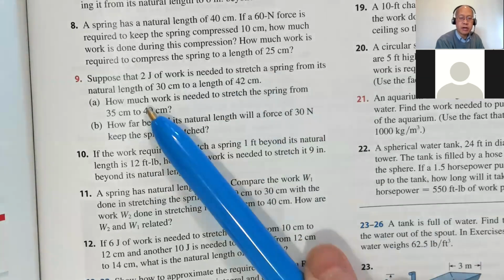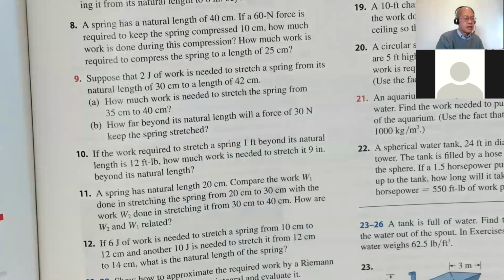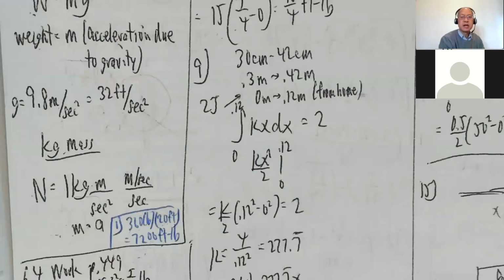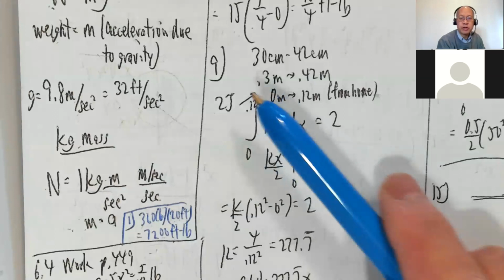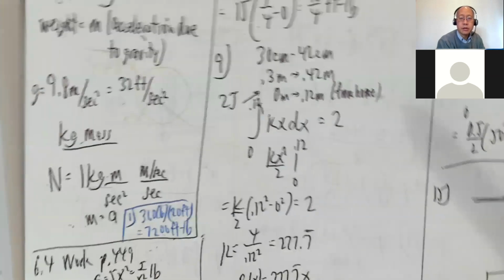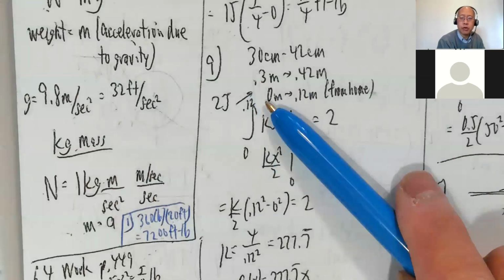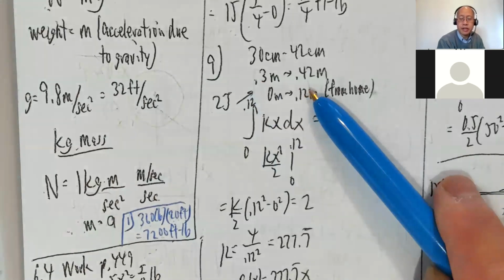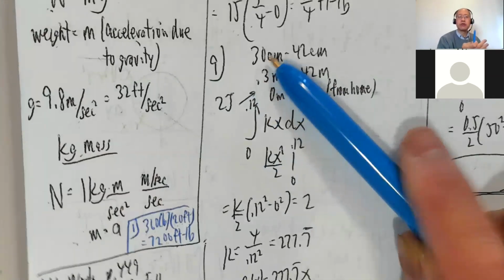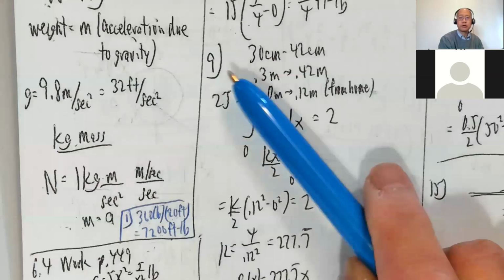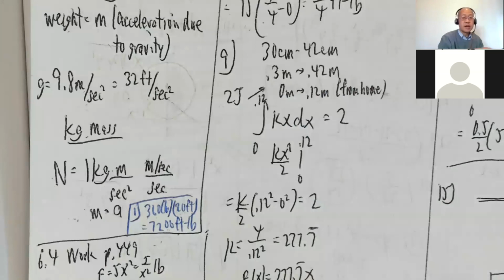So natural length is 30, home position is 30, going to 42. That really means, and by the way, this is centimeters, I have to switch it to meters, 0.3 meters to 0.42 meters. So distance away from home means you're starting at 0 and you're going to 0.12. Distance from the home position, the natural position. Okay, so you don't plug in 30. 30 is a natural position, the home position. So you're going from 0 to 0.12.